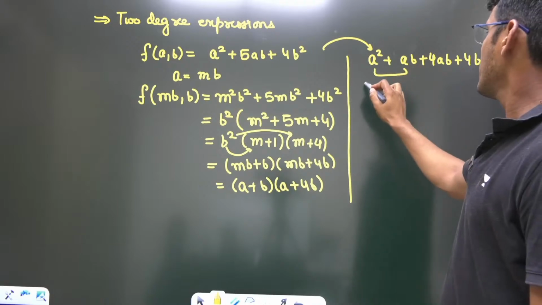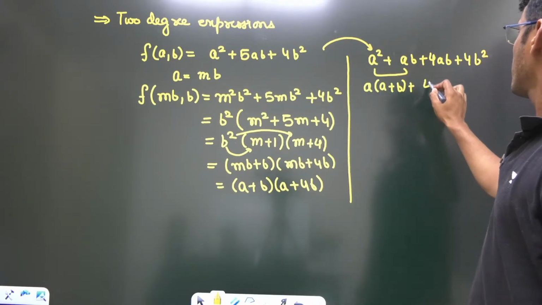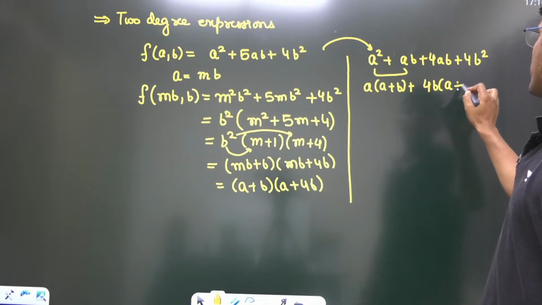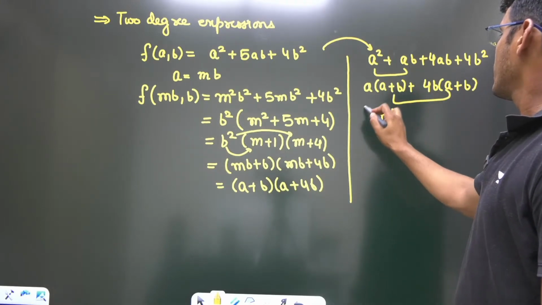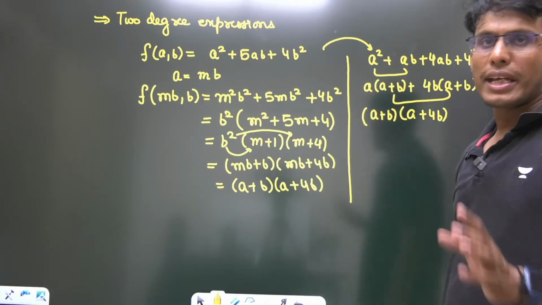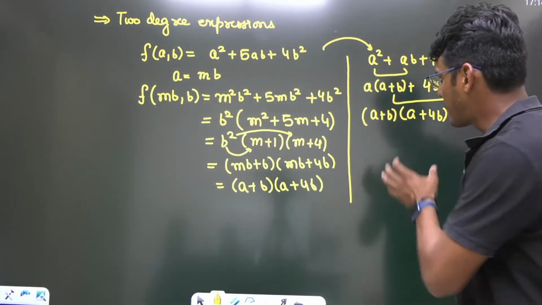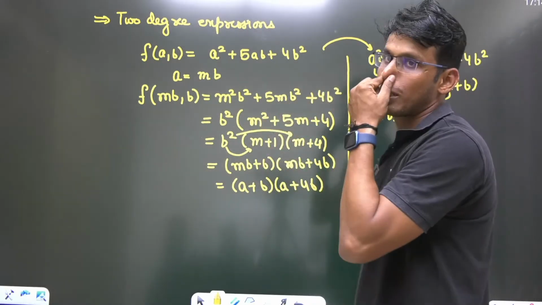Take A common here. A plus B plus 4B, A plus B. Take this A plus B common and you are left with A plus 4B. Got it? Am I making sense, guys? So these are the two methods. With practice, you can do it with this, but initially you have to substitute it like this.